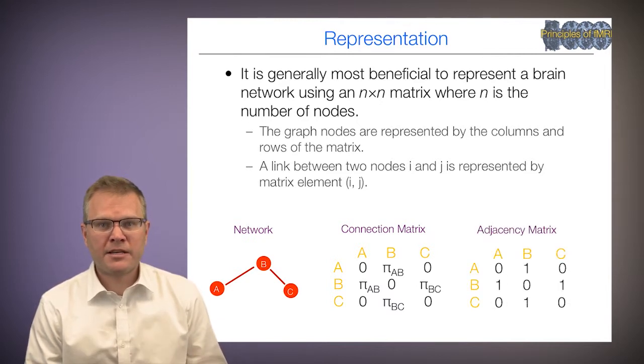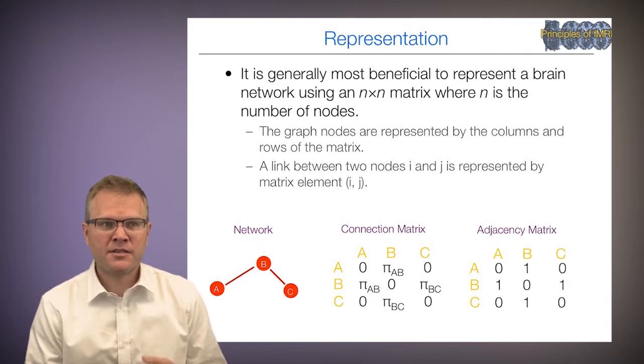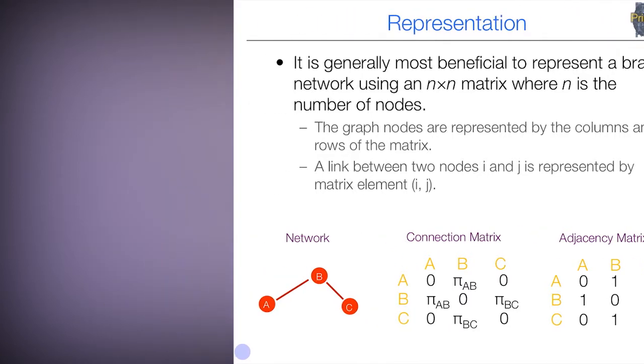An adjacency matrix is just a binary form of this, which takes values 1 if there's a connection between two nodes and 0 otherwise. And here we have 4 ones, one corresponding to the BA, another to AB, then one to CB, and then one to BC.